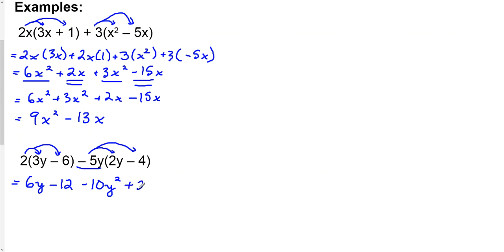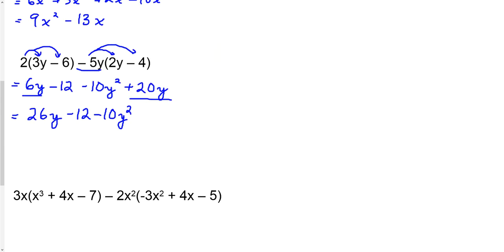5 times 4 is going to give us 20, and we're just going to have a y. And then let's look for like terms. We've got a 6y and a plus 20y, but those are the only like terms we have. So we'll combine those together. 6 plus 20, 26y, minus 12, minus 10y squared.